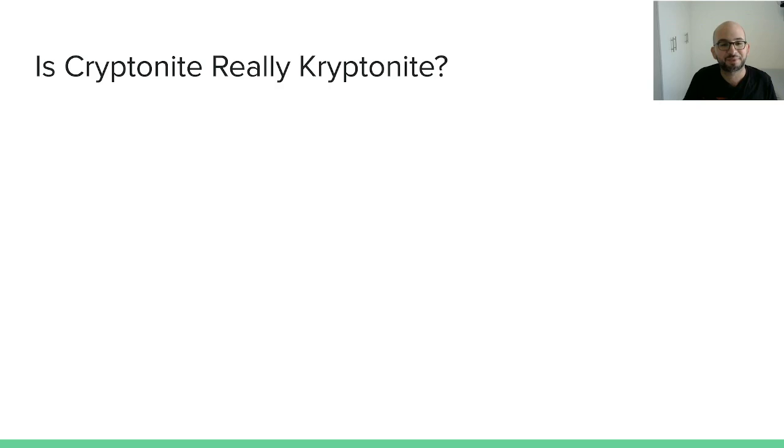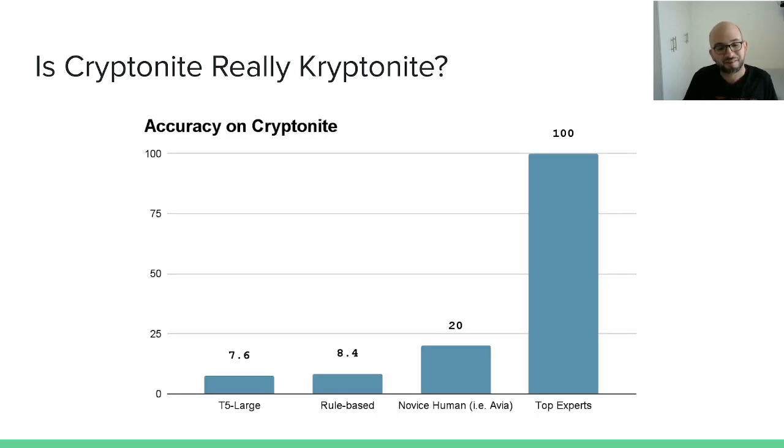So, is Cryptonite actually worthy of its name? Is it really Cryptonite? Well, the answer is yeah. We can see that T5 large achieves only 7.6% accuracy, even though it was fine-tuned on over 500,000 clues. Even the rule-based parser, which we just dunked on, outperforms it, and both pale in comparison to even a novice solver that achieves about 20%. And all of these are not even close to the top human experts that can solve almost every clue.